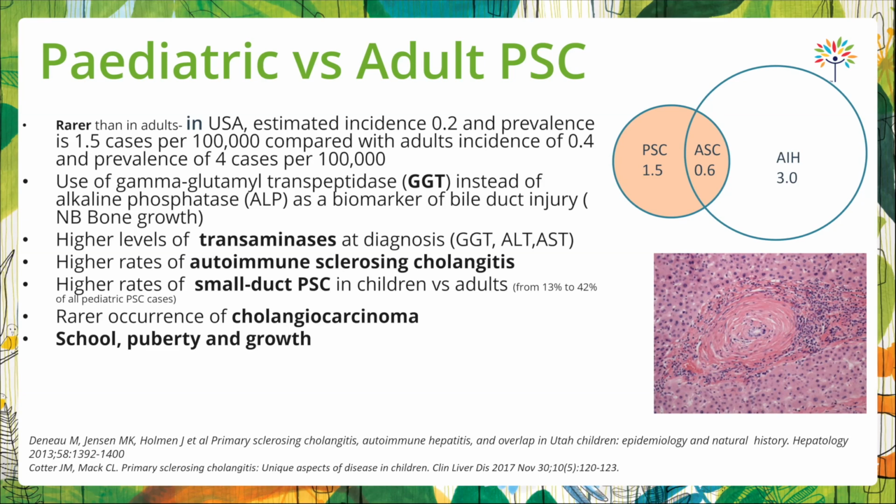You may have heard already in the talks to date that there's a slight difference between PSC that affects the small bile ducts, or small duct PSC, compared to large duct PSC. And we know that small duct PSC has a better outcome, and this is more common in children. Finally, you will have heard of cholangiocarcinoma as a complication of PSC, and this is very rare in children. And in any discussion of children versus adults, we have to take into account school, growth, and puberty.